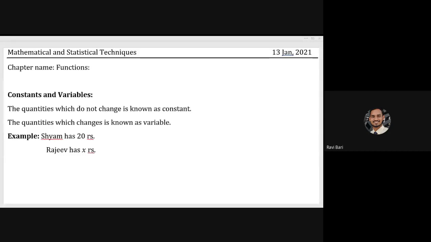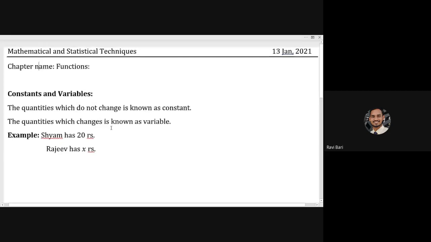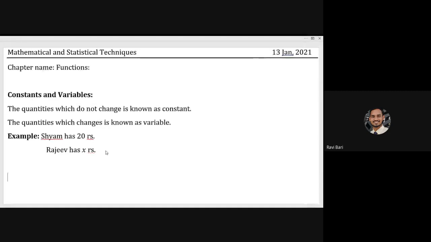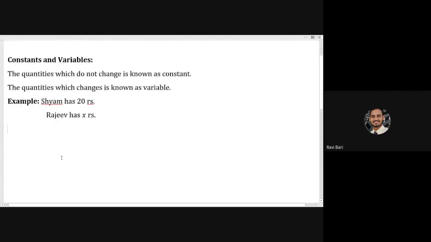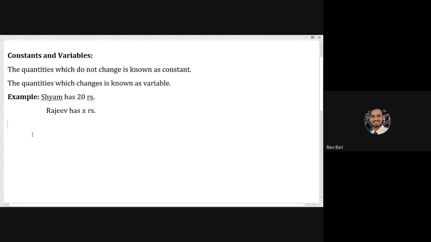Now if we have two variables, then sometimes the variables are correlated. Some variables are related to each other.